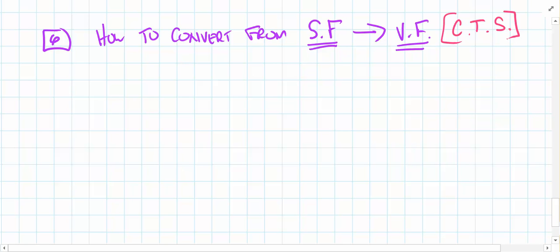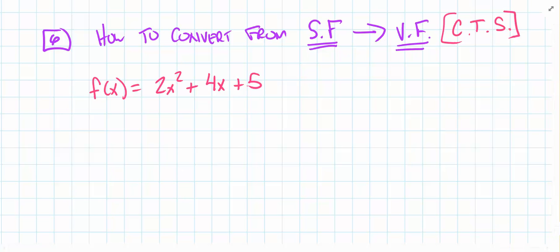f of x equals 2x squared plus 4x plus 5. So this is actually really easy to do. This is in standard form, right? And we want to get it into vertex form. The way that we're going to do it is by completing the square. So follow along here. I'll give you the step-by-step instructions.